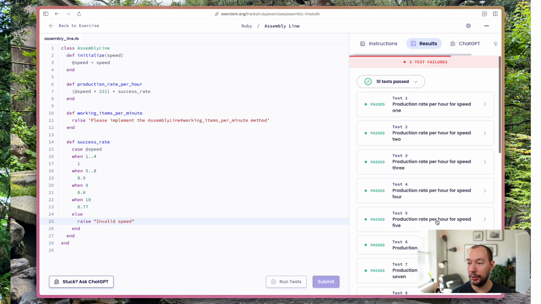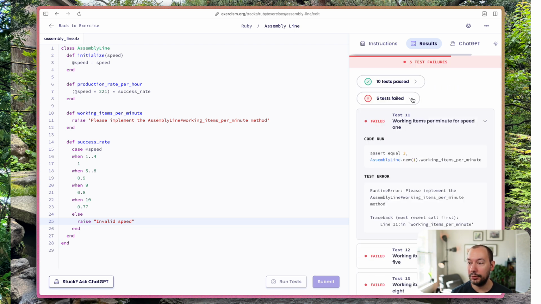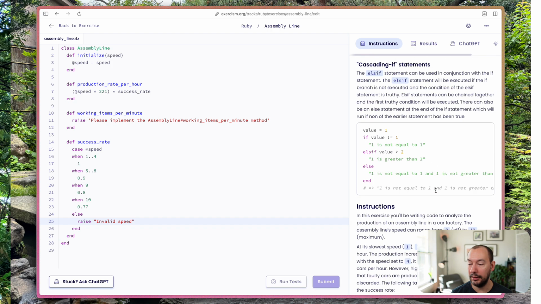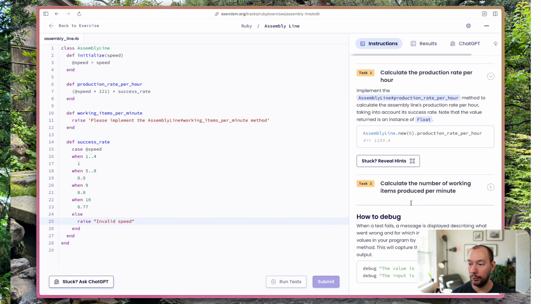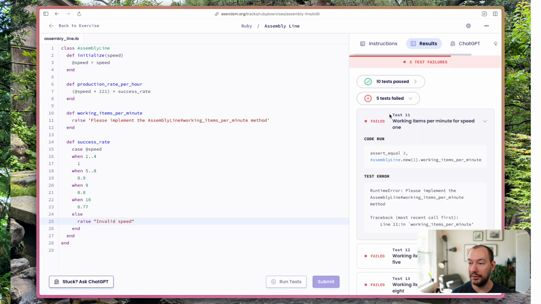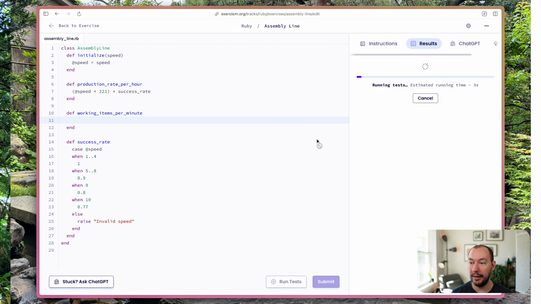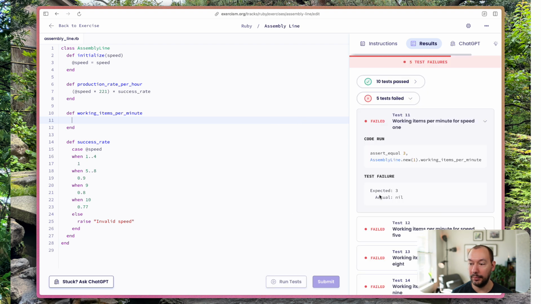All right, cool. So minimal understanding of what's going on. We still were able to pass 10 tests, and we're in pretty good shape. And then we see our next set of tests here starts to work with the working items per minute. And it looks like we're going to solve the rest of the tests with this method. So again, we can remove that raise and get a different message.